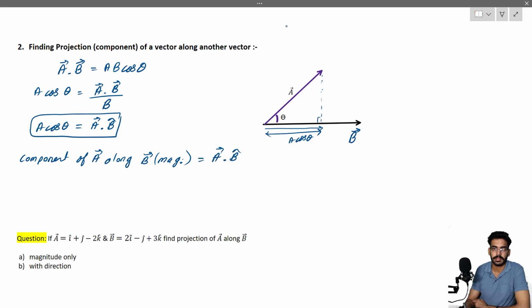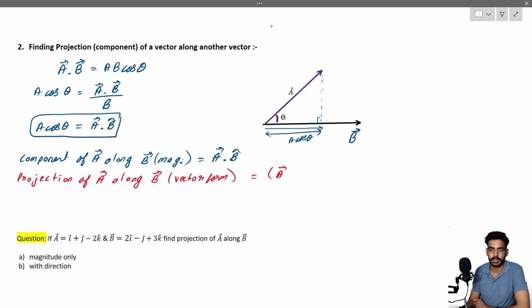Okay, and second thing is, if you ask in terms of vector form, so projection of a vector along b vector in terms of vector form. So what can I say? Magnitude is this a vector dot b cap, right? And direction is what? Along b. So I can say b cap, right?